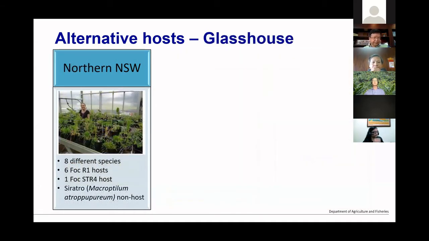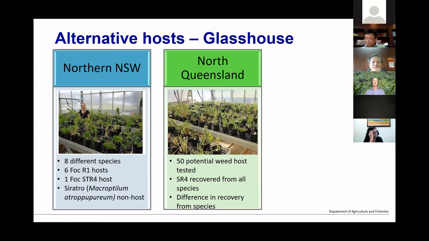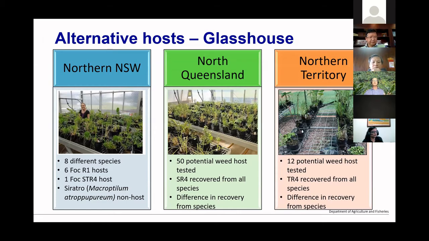However, in glasshouse experiments with plants recovered from northern New South Wales, only 8 plants were tested, where 6 plants were found to be hosts to race 1 and 1 to subtropical race 4. A similar glasshouse experiment using plants found in North Queensland tested 50 potential hosts against subtropical race 4, and it was recovered from all species. In the Northern Territory, 12 common weed hosts were tested and a similar result was obtained, where tropical race 4 was recovered from all species.